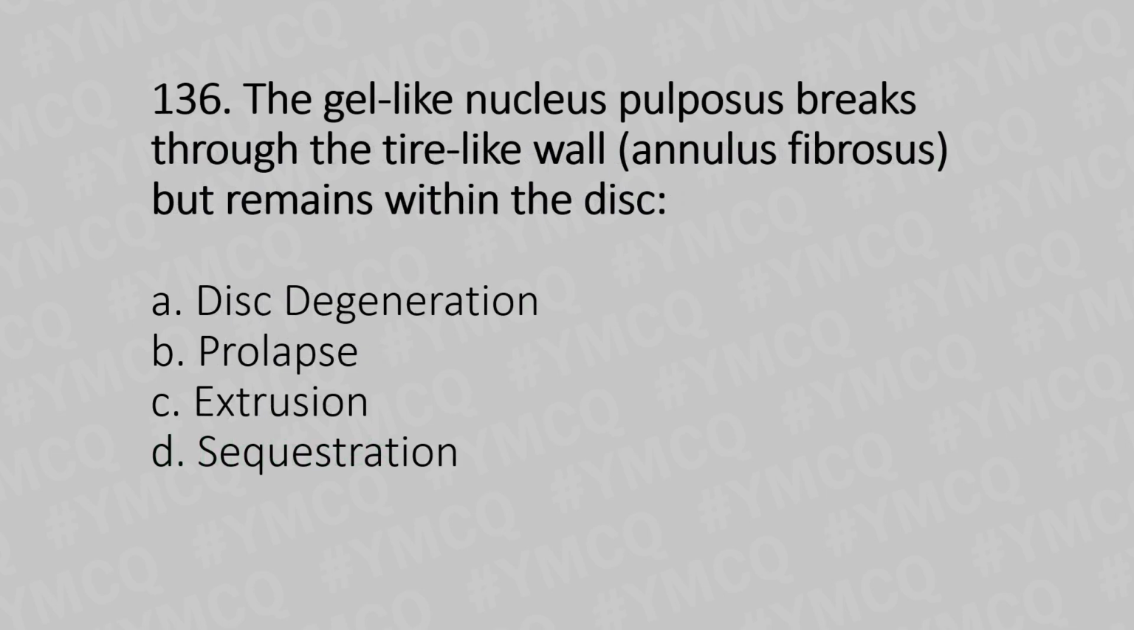Now let's move to question number 136. The gel-like nucleus pulposus breaks through the tire-like wall, the annulus fibrosus, but remains within the disc. Option A, disc degeneration. Option B, prolapse. Option C, extrusion. Option D, sequestration. And the answer is option C, extrusion.